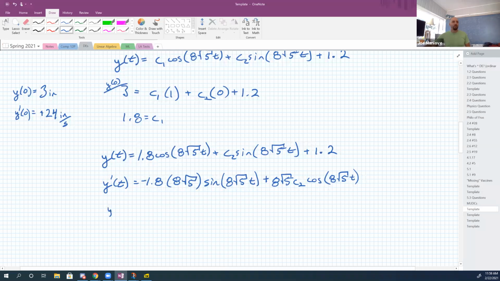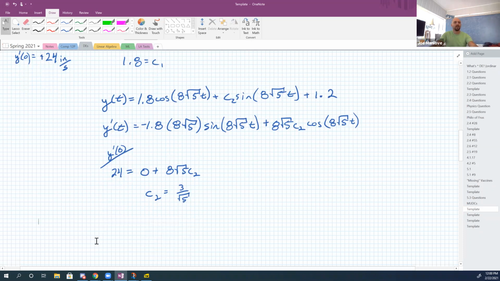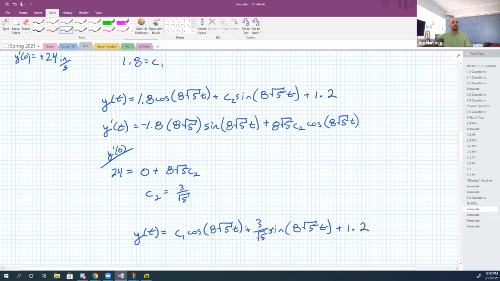So now I'm going to plug in y prime at 0. I'm going to get 24 on the other side. Let's see, the sine piece zeroes out, and I'm going to have 8 root 5 C2. So C2 is going to be, what, 3 over the square root of 5? And so we'll finally plug that in. And we'll get, oops, keep your S's. Okay, so we'll get this final thing.